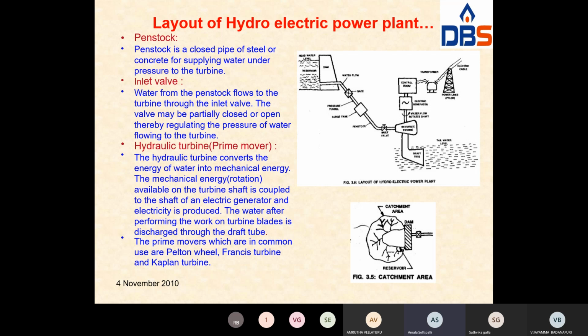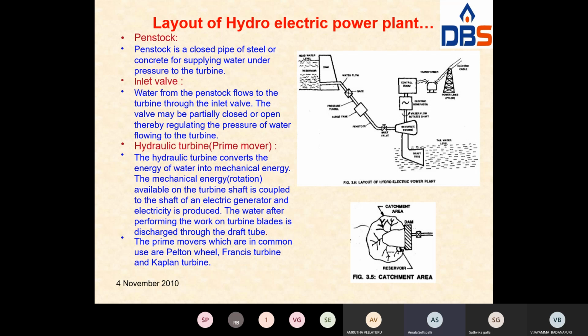Next one is the penstock. A penstock is a closed pipe of steel or concrete for supplying water under pressure to the turbine. So what is the purpose of the penstock here? It is a closed pipe manufactured with either steel or concrete, for supplying water under pressure to the turbine. That is the penstock.